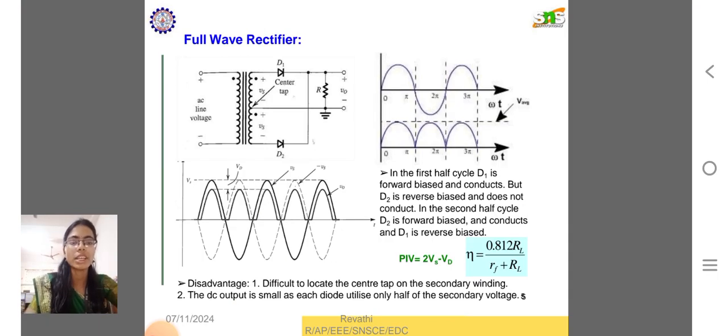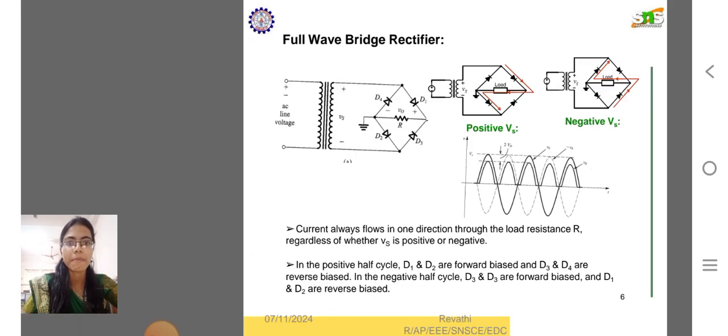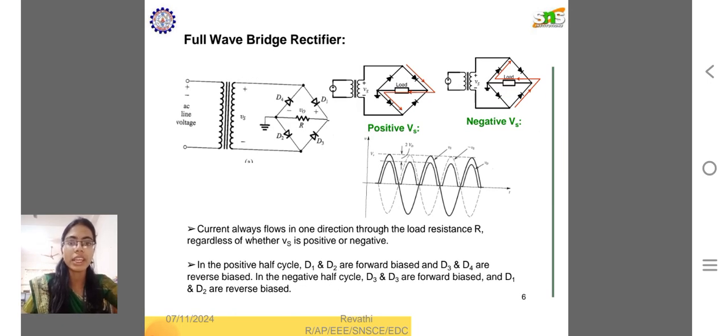In a full wave rectifier, in the first half cycle D1 is forward biased and conducts, but D2 is reverse biased and does not conduct. In the second half cycle, D2 is forward biased and conducts, and D1 is reverse biased. In a full wave rectifier, current always flows in one direction, so the current is unidirectional through the load resistance. In the bridge type, in the positive half cycle, D1 and D2 are forward biased and D3 and D4 are reverse biased. In the negative half cycle, D3 and D4 are forward biased and D1 and D2 are reverse biased.